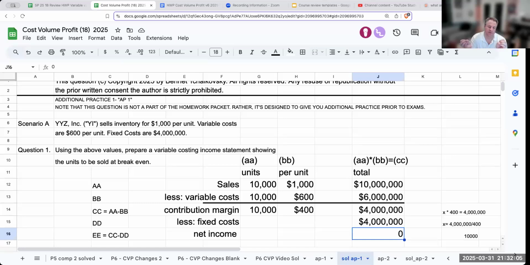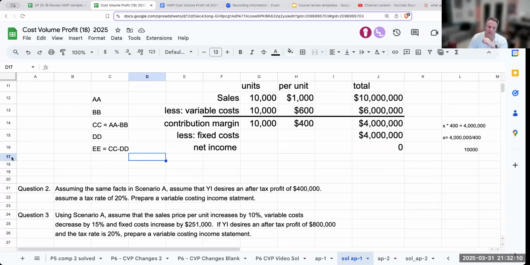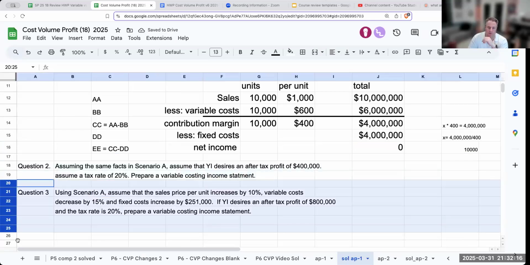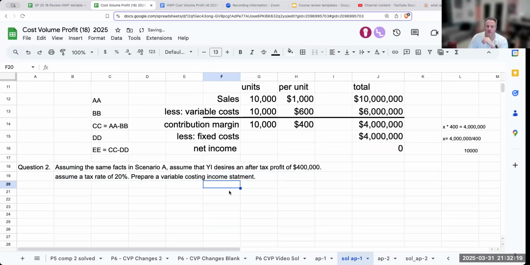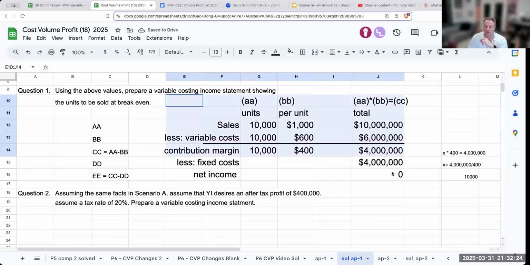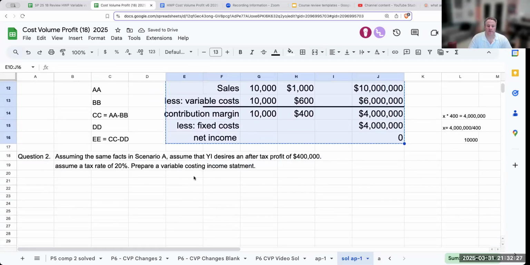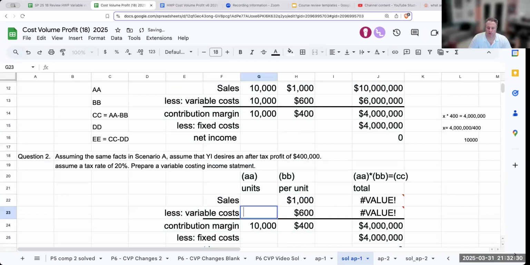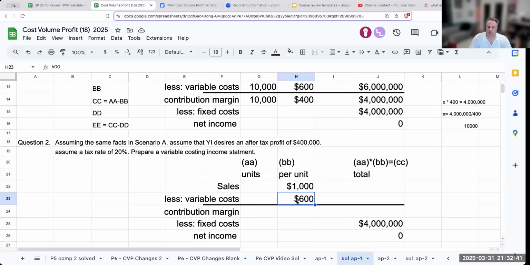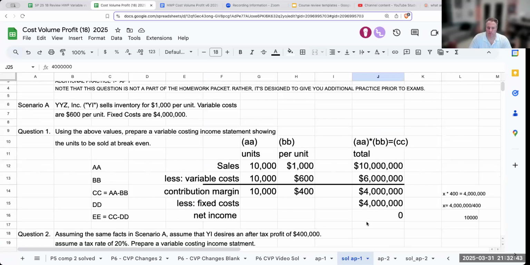This seems very simplistic, but it's really important that you understand where all these numbers are coming from. Okay, let's go through and look at scenario or question 2. Question 2 is going to introduce something a little bit different. We're going to take a little bit of the same scenario. From the previous scenario, we had sales of 1,000 per unit, variable cost of $600, and fixed costs of 4 million.